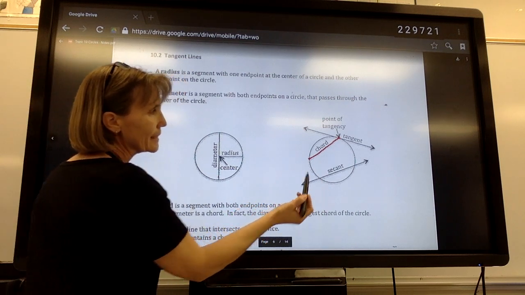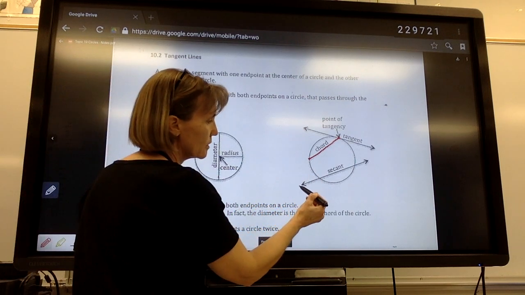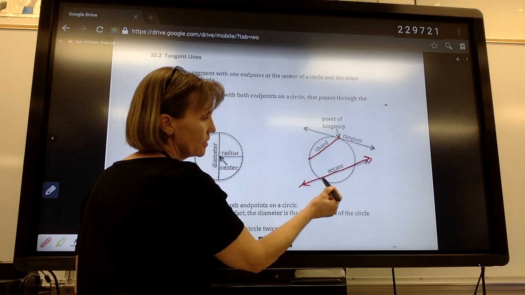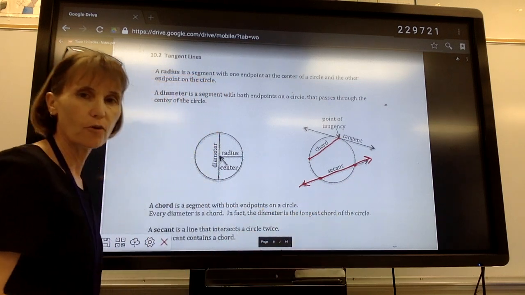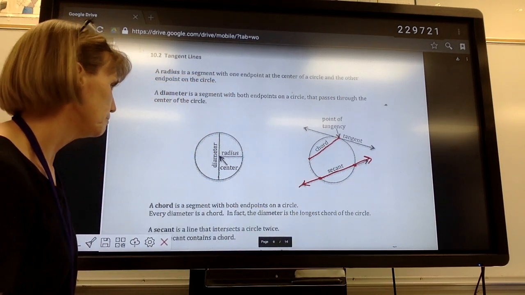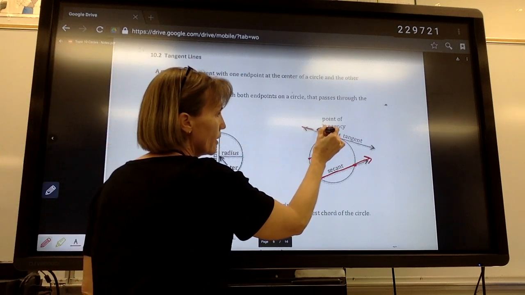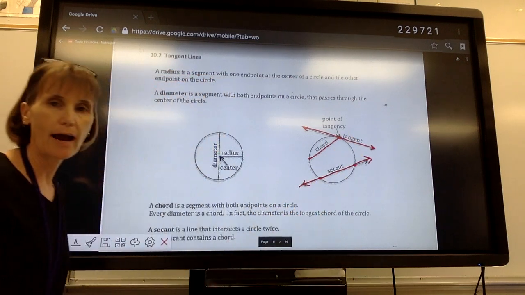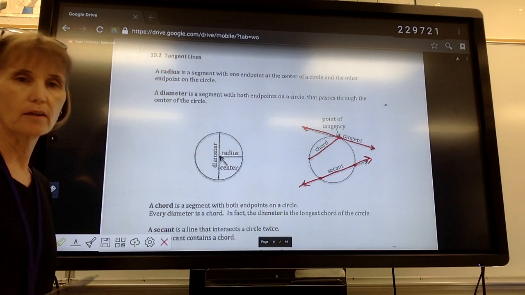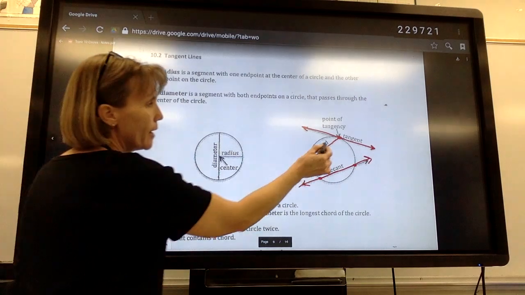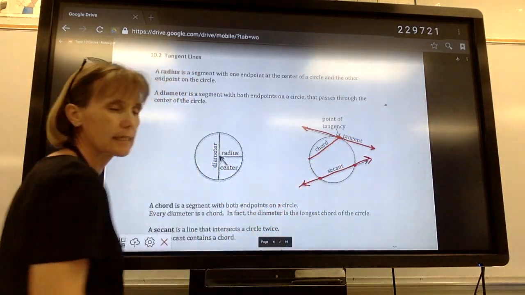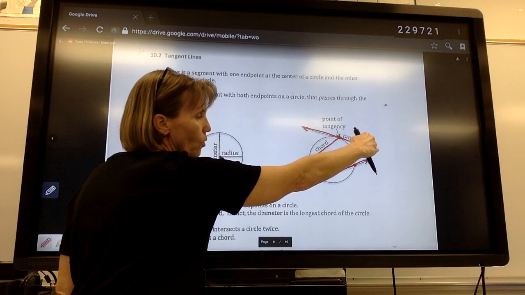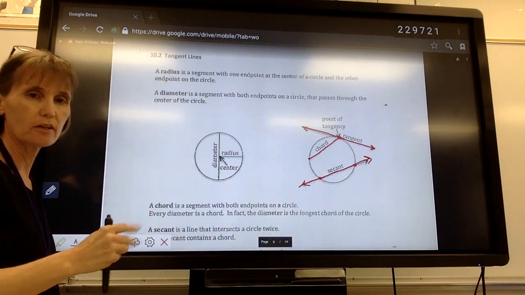A secant line is a line that goes through and touches the circle in two places. So the secant intersects the circle in two different places. A tangent line is only going to touch the circle once, at the very outside of the circle, where we call that the point of tangency, where that line actually touches the circle at a single point. That's a tangent line. A secant line will intersect the circle twice.